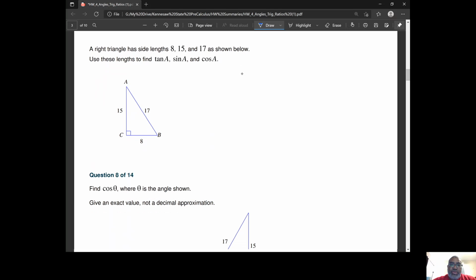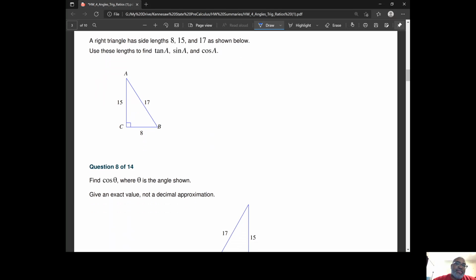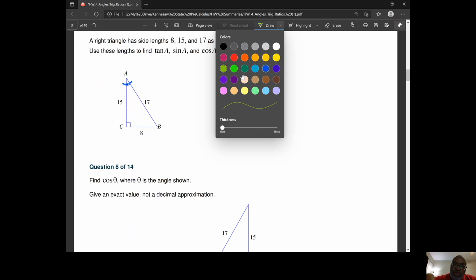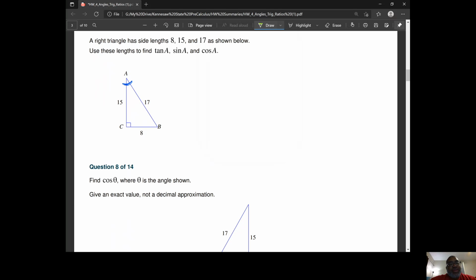The triangle has side lengths 8, 15, 17, as shown below. Use these lengths to find the tan of A, sine of A, cosine of A. So this is our angle A. What we're going to do is change colors and label everything in relation to angle A. So 8 is on the opposite side.